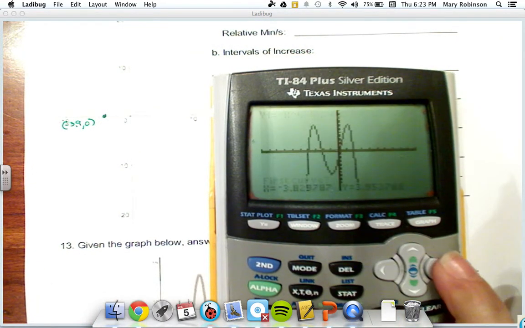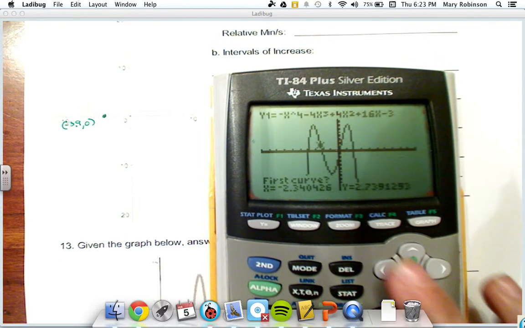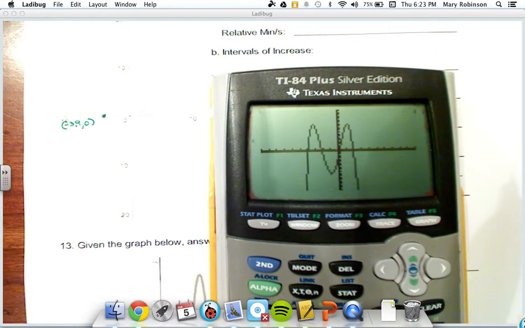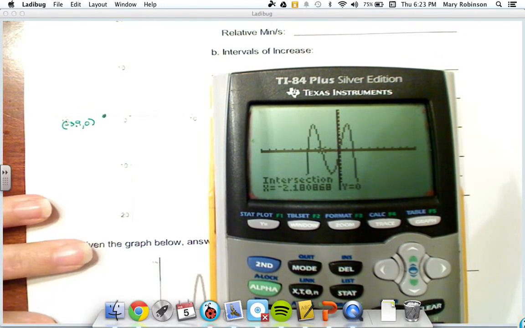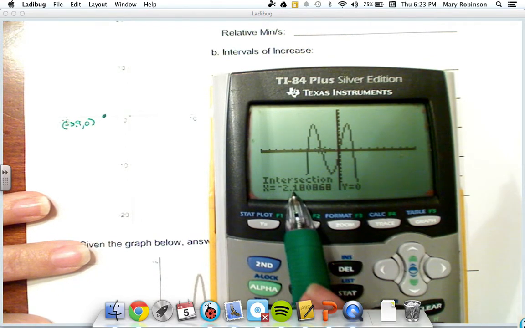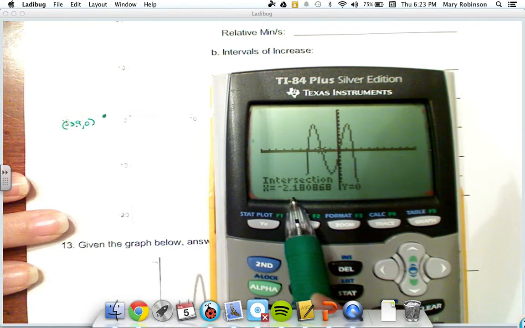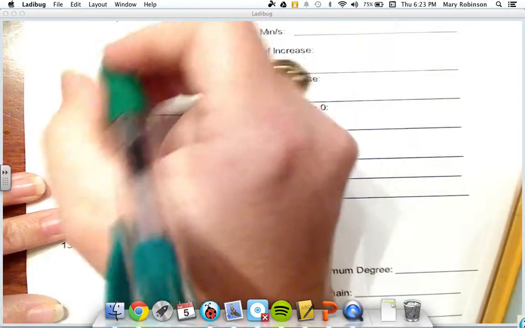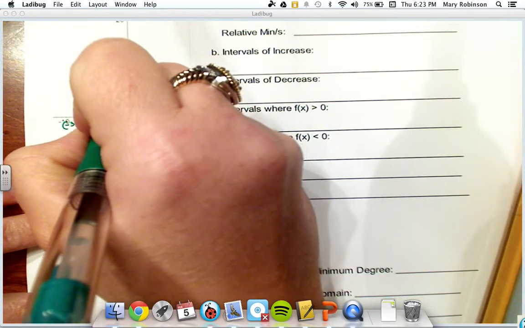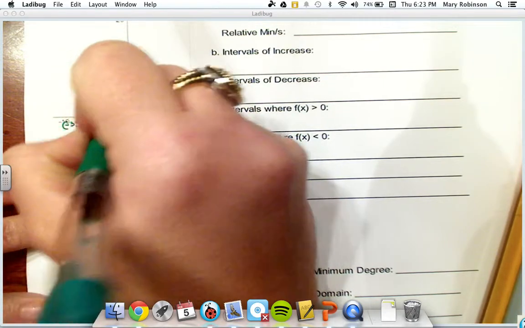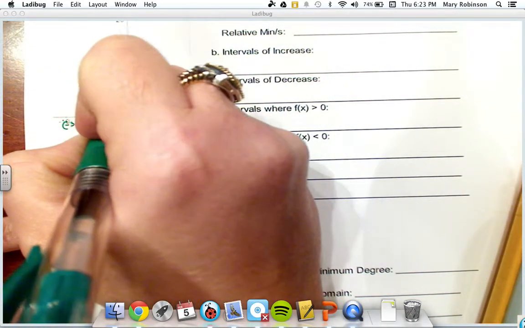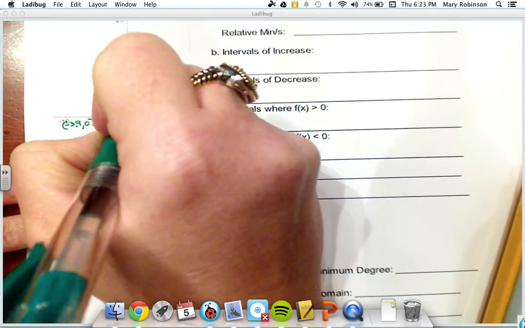Continue, second trace 5. Move our cursor over here. Enter, enter, enter. You don't have to be right on it. As long as you're close, you're good. Negative 2.2. Remember, we want you to round to the tenths place. So you need to look at the hundredths place. And if it is 5 or greater, round the tenths place up. So this will be negative 2.2, 0. So I'm going to do right about there, and put in negative 2.2, 0.